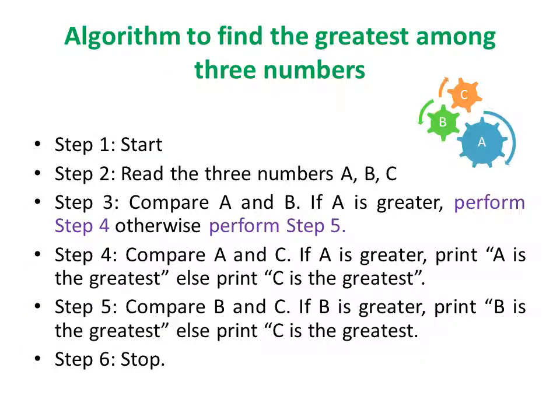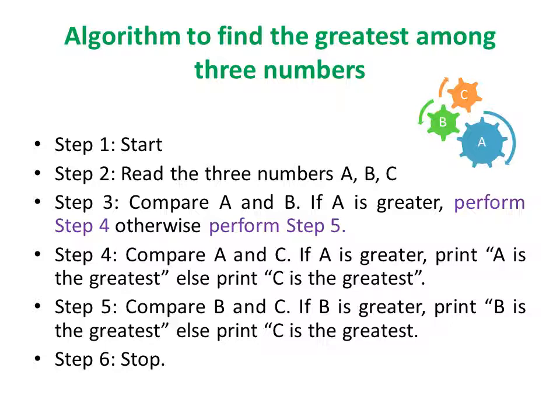This is another example for a selection statement. So here we have to compare three numbers and find the greatest among the three numbers. So I am taking three values A, B and C. Then we have to perform the comparison. First the number A is compared with B, and if it is true, then only we can move on to step number 4 and compare the A value with C. And again if it is true, we can print A is greatest, otherwise we can print C is greatest.